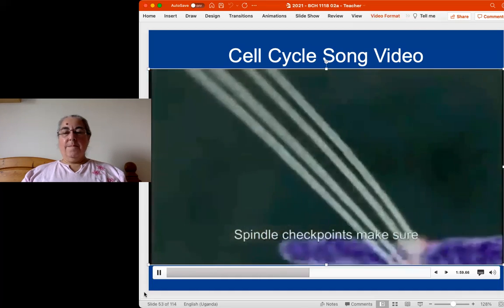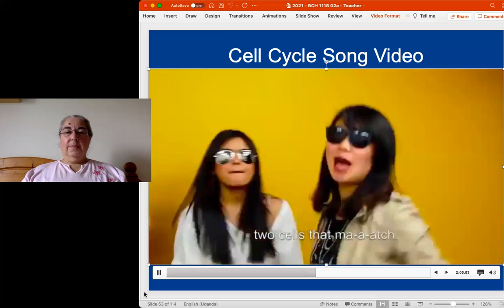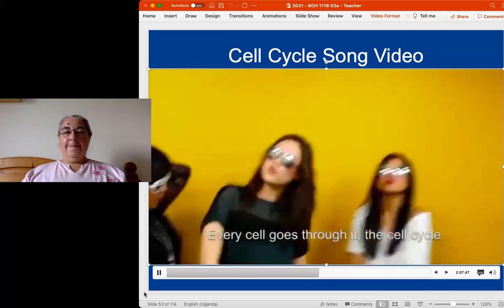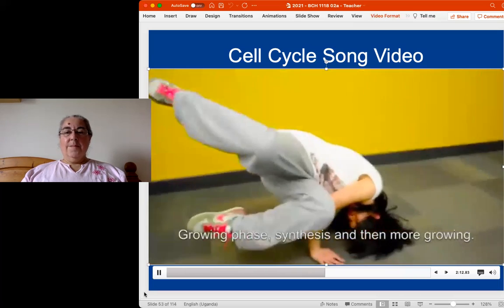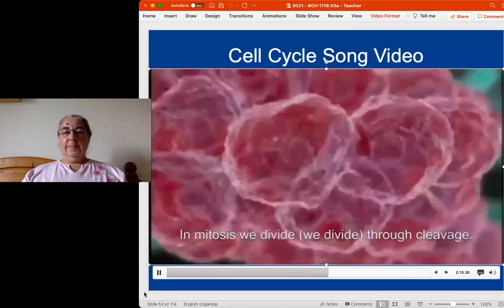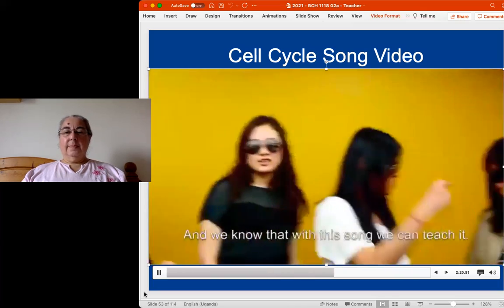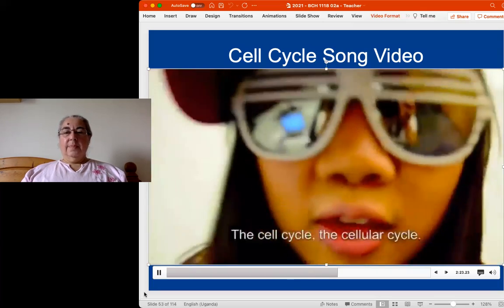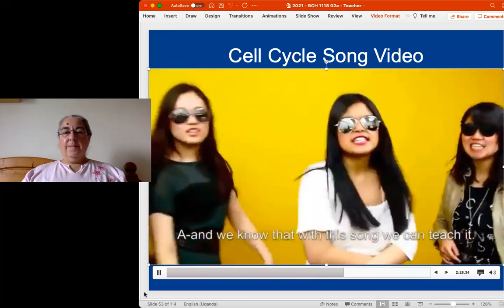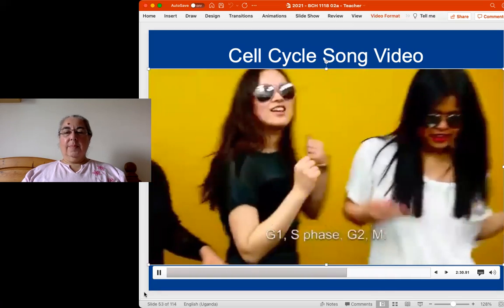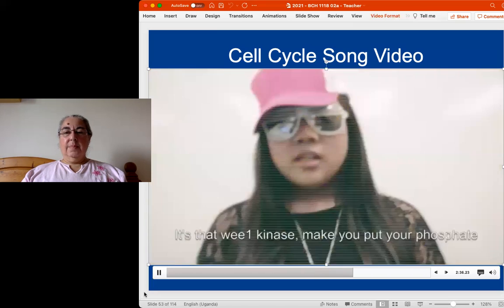In the checkpoints, make sure that everything's attached. With proper segregation, we get two cells that match. The cell goes through it, the cell cycle. Growing phase, synthesis, and then more growing. In mitosis, we divide through cleavage. And we know that with the song we can teach it. The cell cycle, the cellular cycle. G1S phase, G2M.